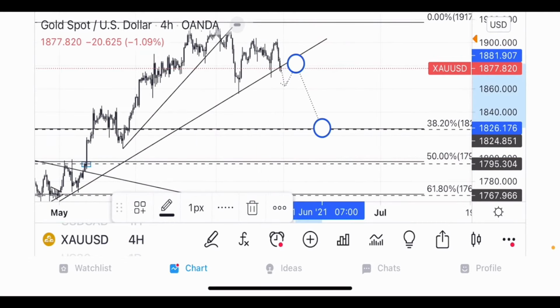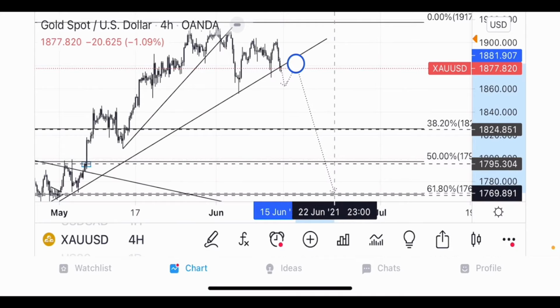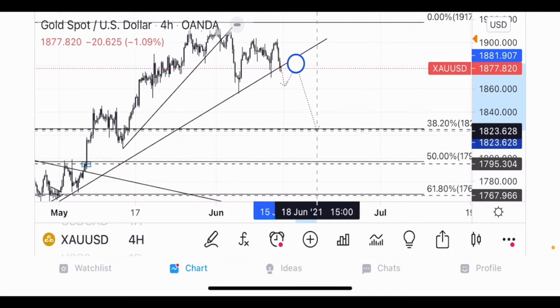Now if the price doesn't respect the 38.2, the next destination will be around the 1800 area. The next destination will be 1770. I personally don't think that the price is going anywhere lower than that.